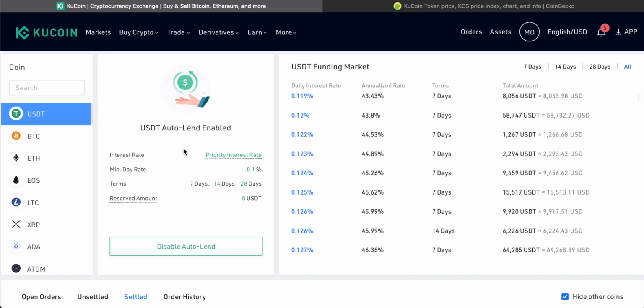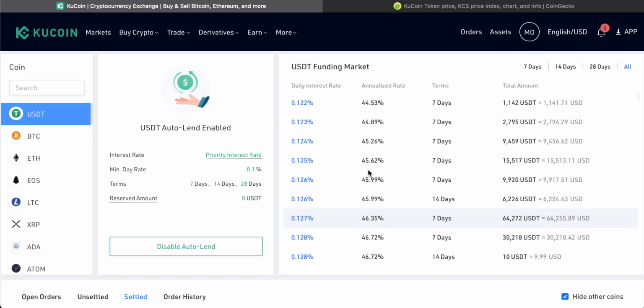Firstly, when it comes to interest rates, I have priority interest rates. So you can see the priority interest rate for all pending orders of the selected lending period. Orders with this interest rate will be prioritized for auto lending. Essentially, you're just trying to get the best interest rate possible and letting the system match you and trying to get that best rate. You can also put in a minimum day rate here, and I've put a rate of 0.1% as the minimum day rate.